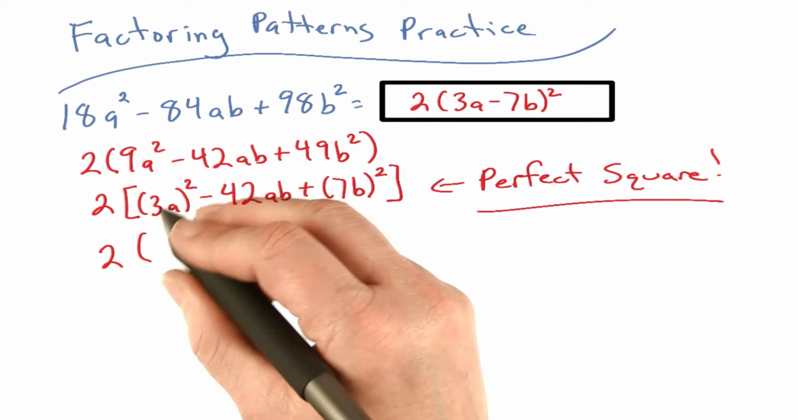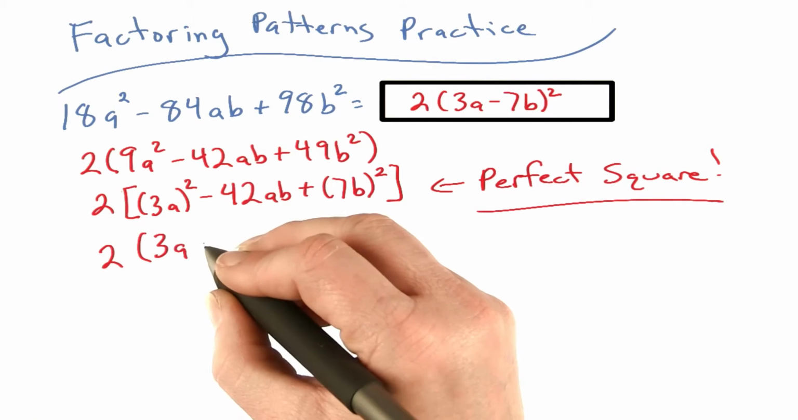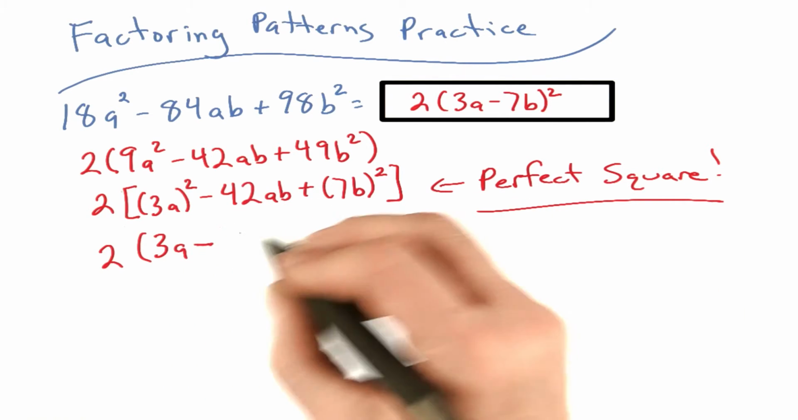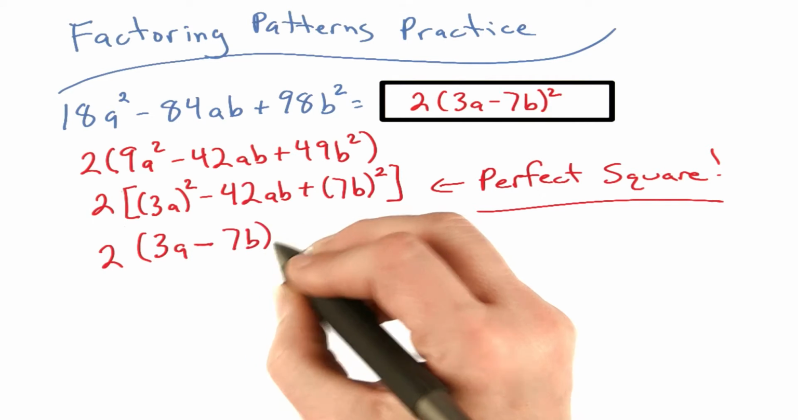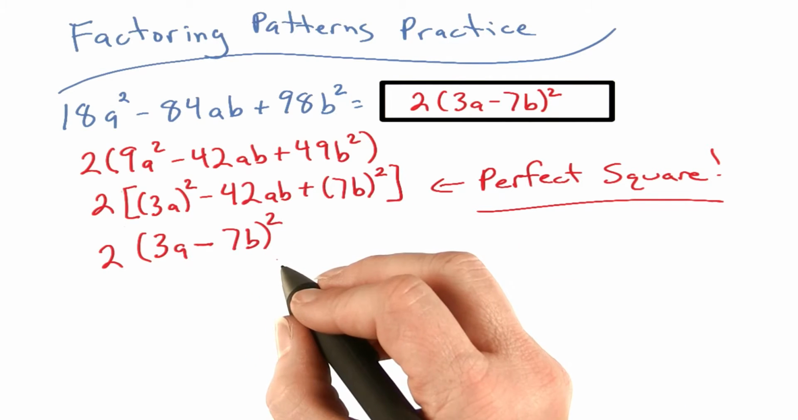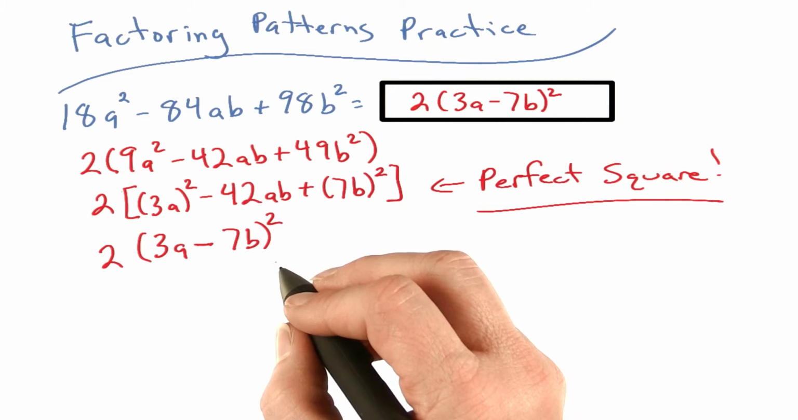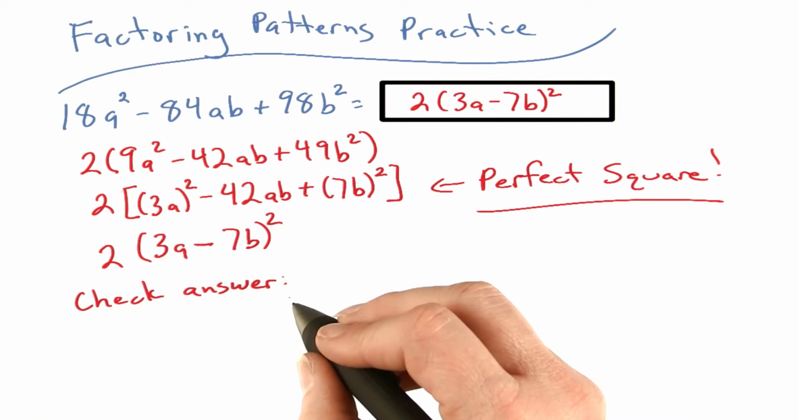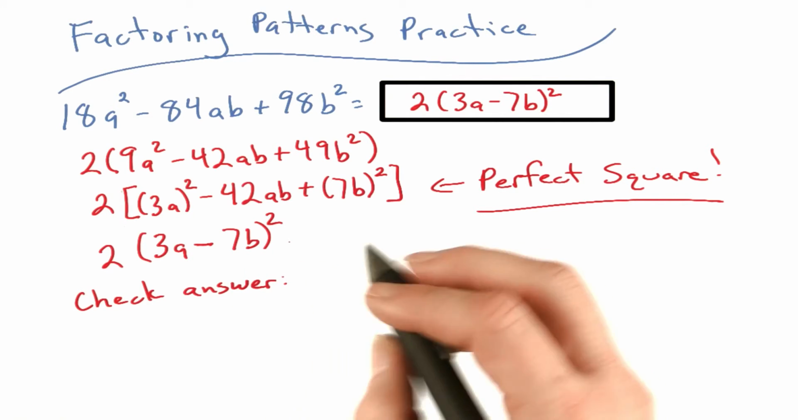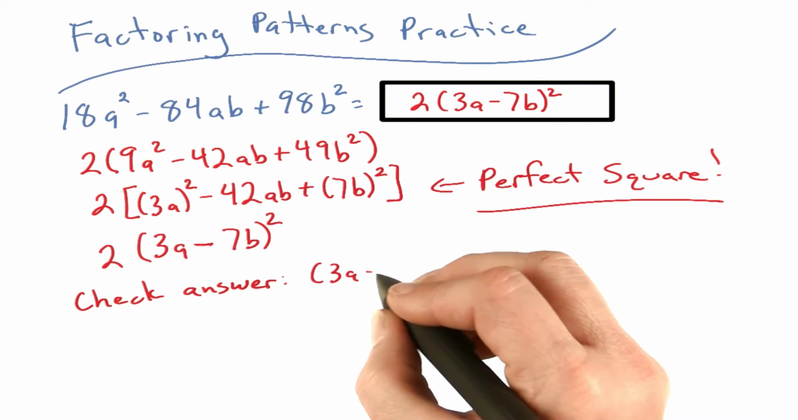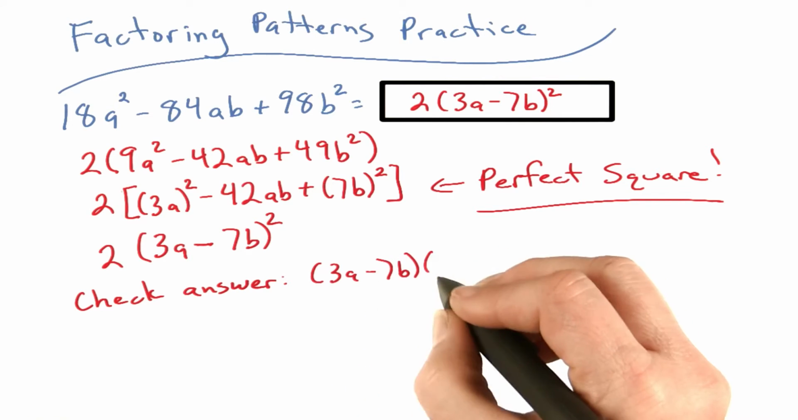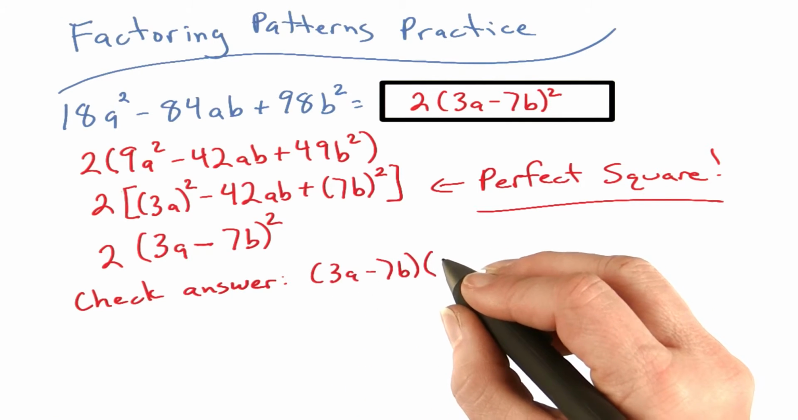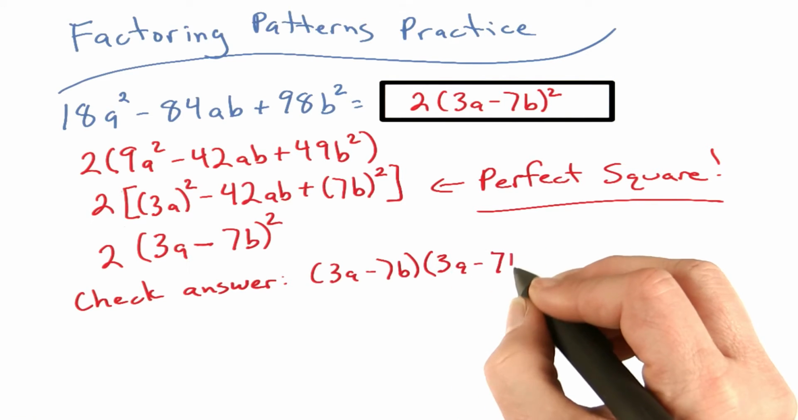The square root of the first term is 3a. I need a minus because the middle term is minus, and then the square root of the last term, which is 7b, and we square it. Now, a good thing to do when you're doing these factoring problems is to check your answer. When you check your answer, let's FOIL this out. 3a minus 7b squared is 3a minus 7b times 3a minus 7b.